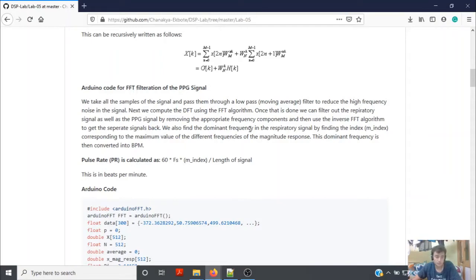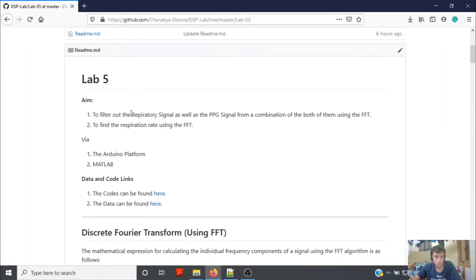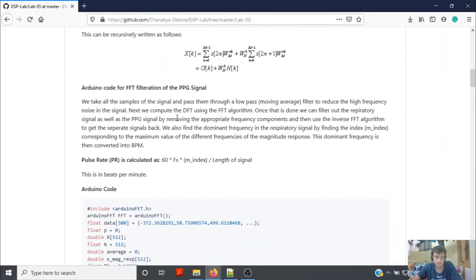So what I mean by that is, suppose we want to filter out the respiratory signal. We know that the frequencies in real life that the respiratory signal corresponds to are around 0.05 hertz to 0.5 hertz. So corresponding to this 0.05 as well as 0.5 hertz, we have certain indices that we can obtain, as indices in the DFT computation.